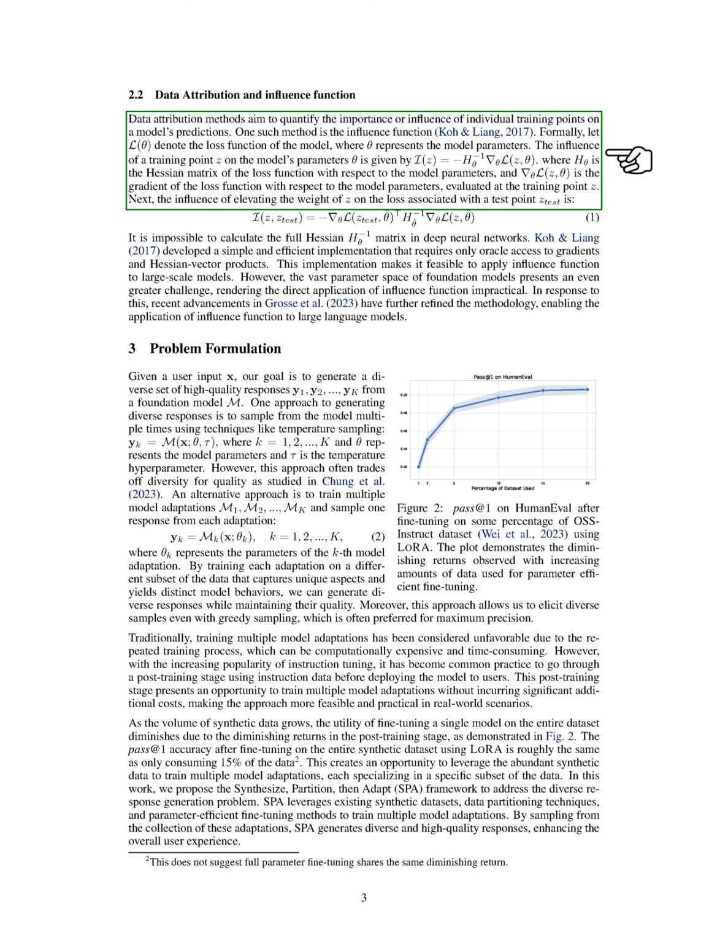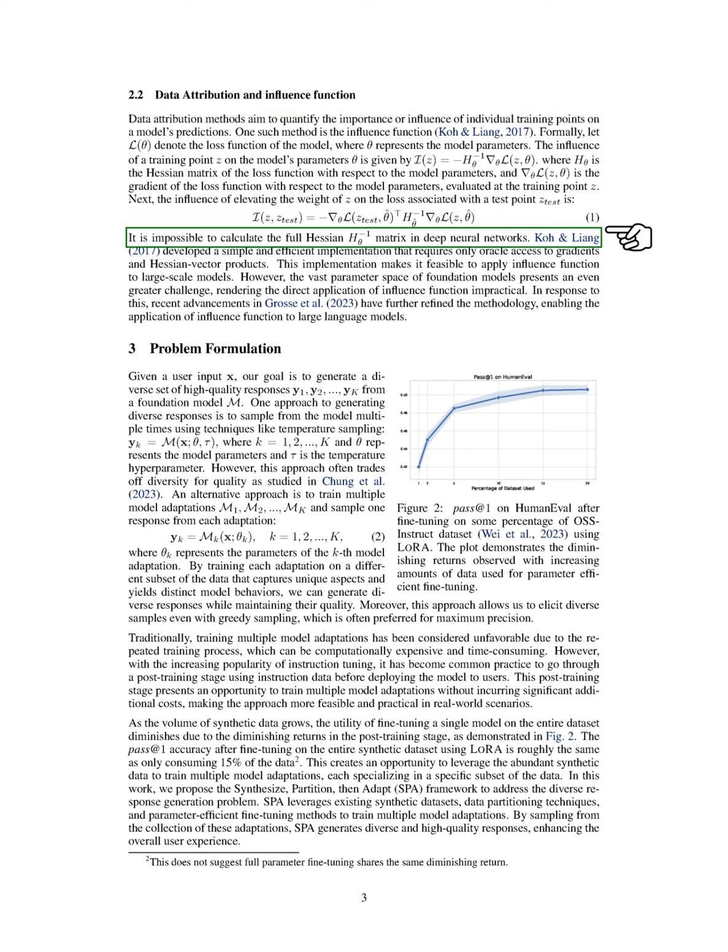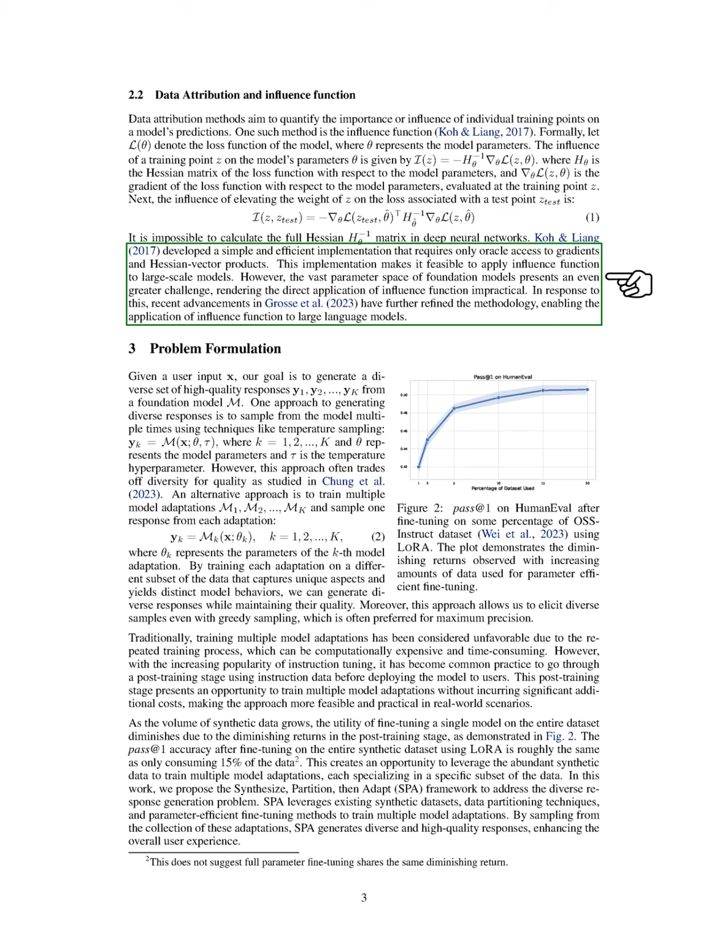Next, we look at data attribution methods, particularly the influence function, which helps us understand how individual training points affect the model's predictions. The influence of a training point on the model's parameters can be calculated using the loss function and its gradient. However, calculating the full Hessian matrix in deep neural networks is challenging. Recent advancements have made it possible to apply the influence function to large language models more effectively.